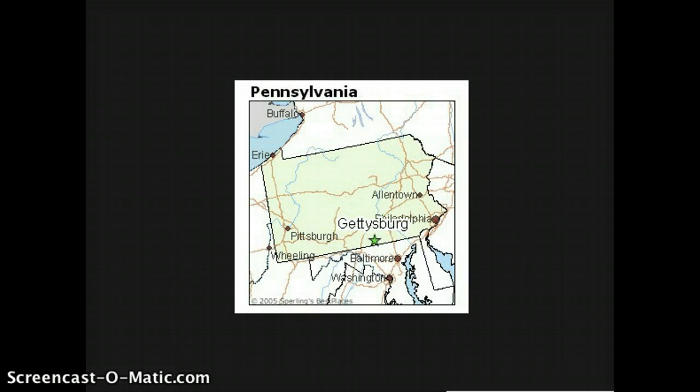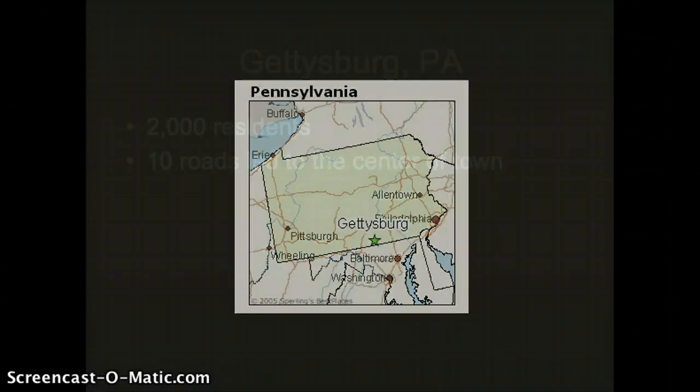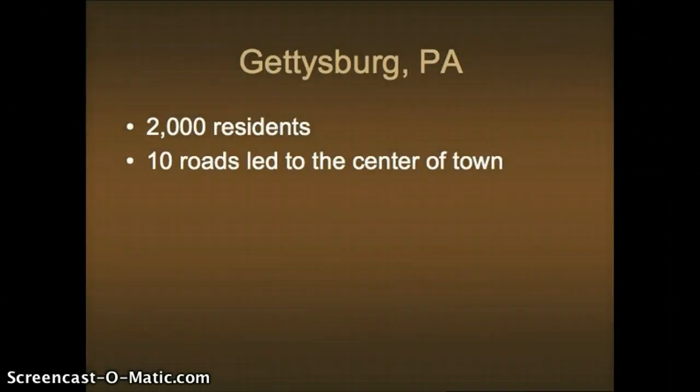Here it is on the map near Baltimore, near Washington, D.C., near Philadelphia, so they can see where it is. I'd really have them stress the fact that it's a town of residents. It's not just a random field. So residents were impacted during this battle versus other battles that took place on the outskirts of towns.